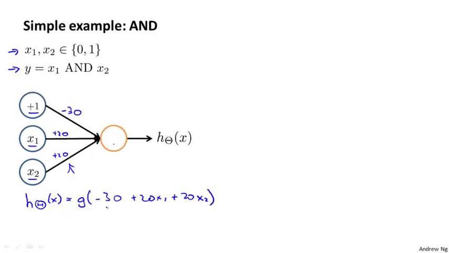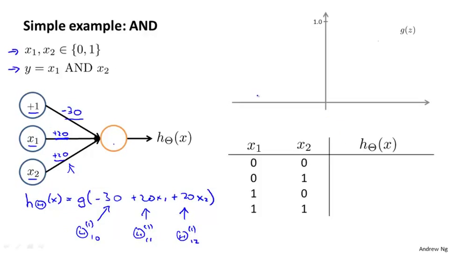Sometimes it's convenient to draw these parameters up here in the diagram of the neural network. And of course, this -30 is actually theta 1 of 1, 0, this is theta 1 of 1, 1, and that's theta 1 of 1, 2. But it's just easier to think about it as associating these parameters with the edges of the network. Let's look at what this little single neuron network will compute. Just to remind you, the sigmoid activation function g of z looks like this. It starts from 0, rises smoothly, crosses 0.5, and then asymptotes at 1.